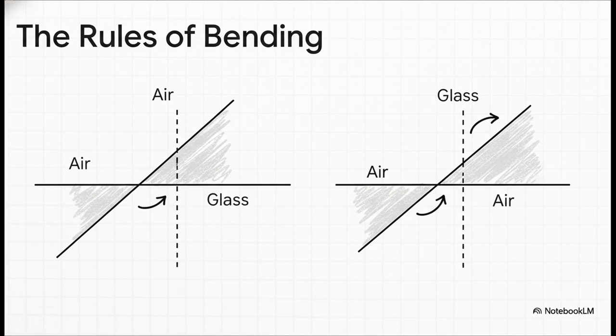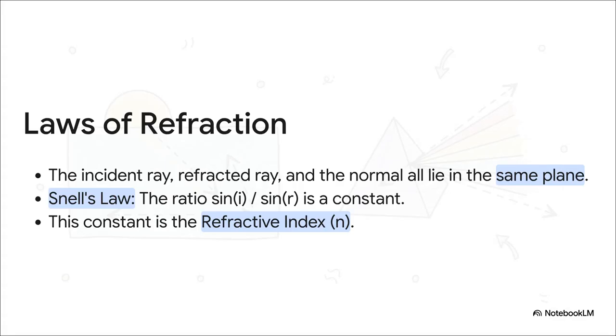From denser to rarer, it runs away. Just like reflection, refraction also has its own laws. The first one is easy. It's the same as before. The incident ray, the refracted ray, and the normal are all in the same plane.